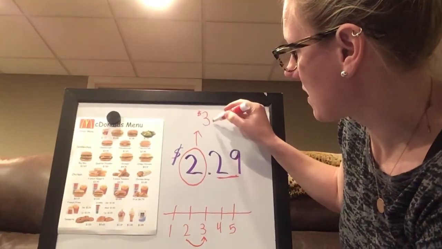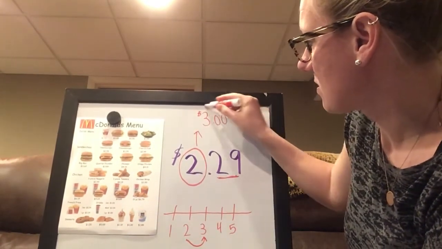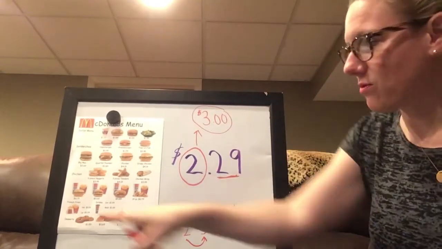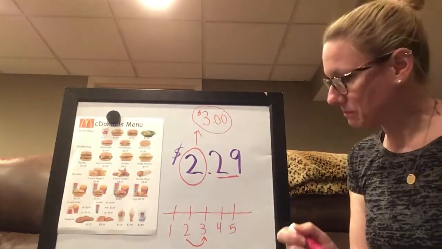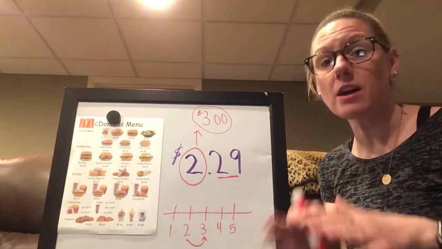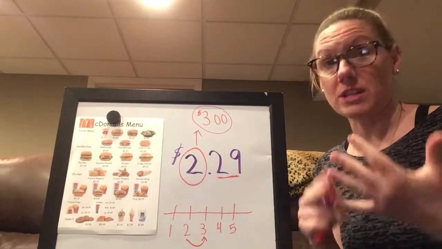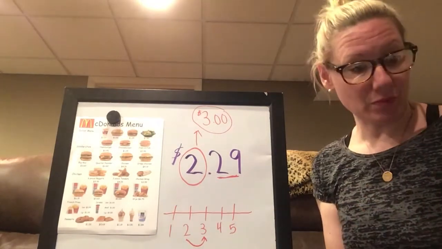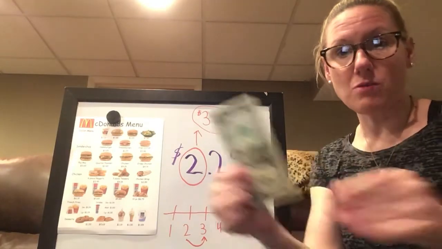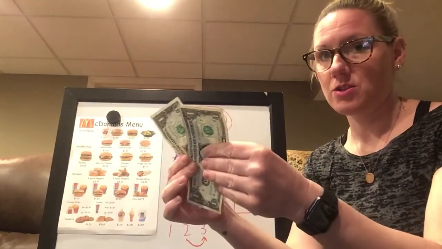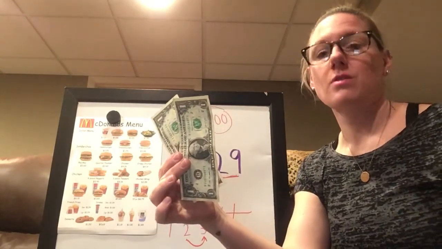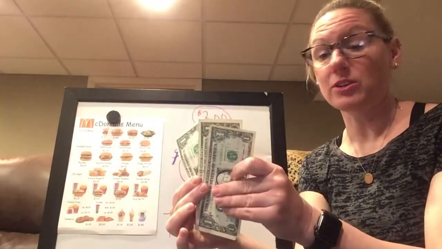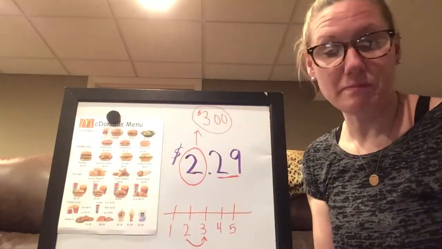So I would need $3 to pay for a large fry. That would assure that I had enough money to pay for the dollar amount and the change. Then I would need to count out 1, 2, 3. $3 to purchase the large fry.